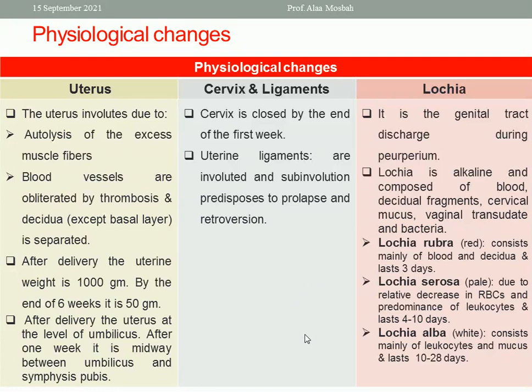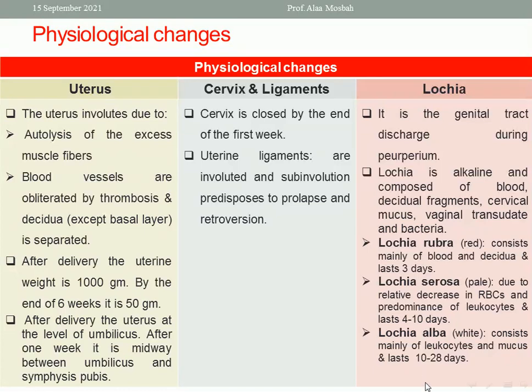What about the cervix? The cervix becomes closed by the end of the first week. What about ligaments? Uterine ligaments are involuted, and if subinvolution happens in uterine ligaments, this may predispose to prolapse or retroverted uterus.